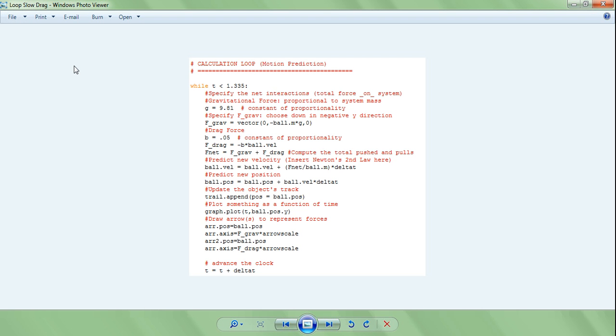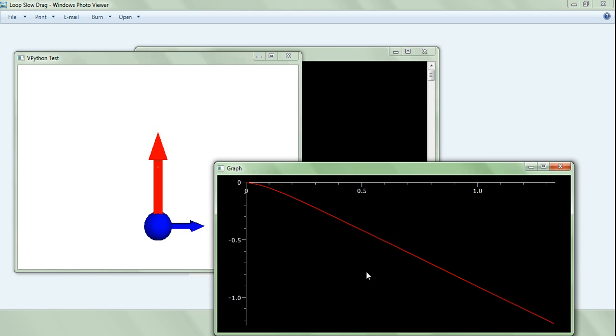So to make a model of the bag with gravity and drag acting on it, I added in the force of drag to be the negative b, the constant of proportionality, times the ball's velocity. And I manipulated b to get the data to match my graph, so I ended up with a b of 0.05.